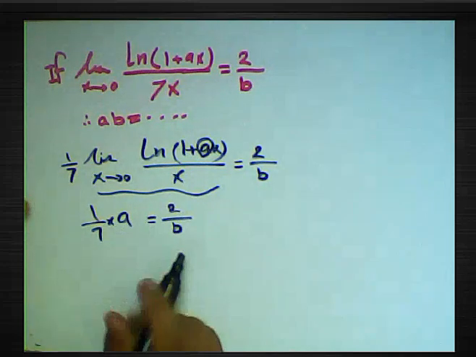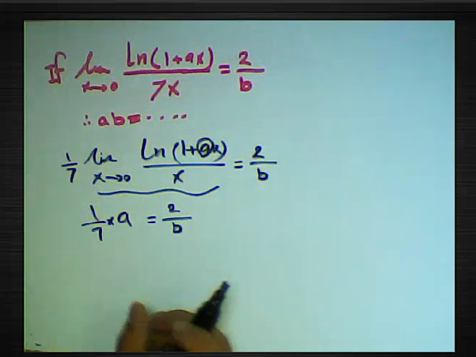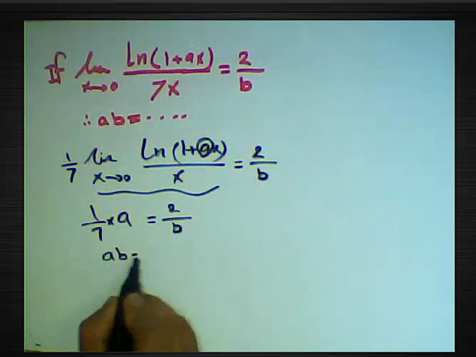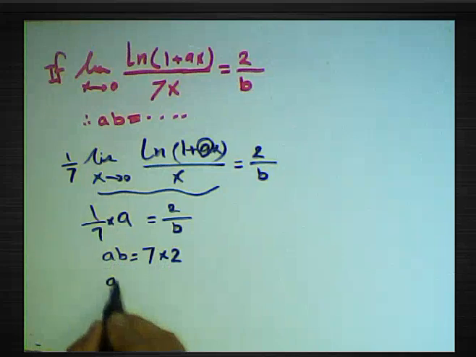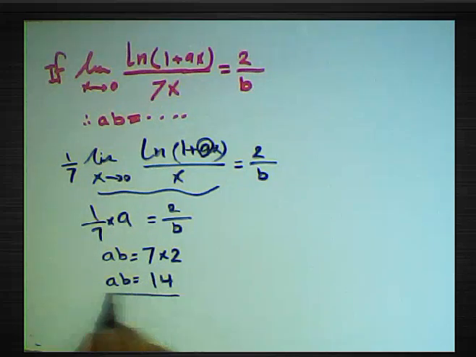Doing multiplication, the product of extremes equals the product of means, then a times b equals 7 times 2, then ab equals 14. The result will be 14.